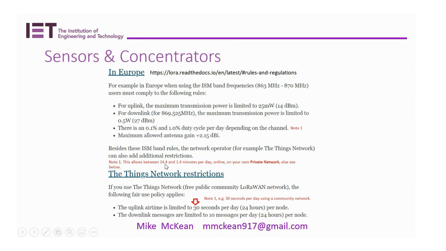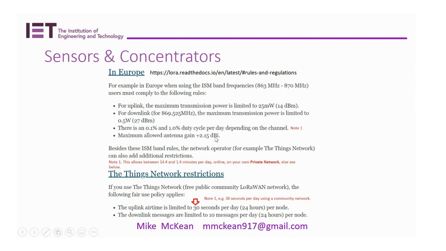There's, I think, 8 different channels you can use. One of them allows you to be online 14.4 minutes a day. Another one's 1.4 minutes a day, and that's okay. If you're in a smart homes environment and all you want to do is take readings a couple of times an hour or something, then that's probably all okay. There's more to it than that.